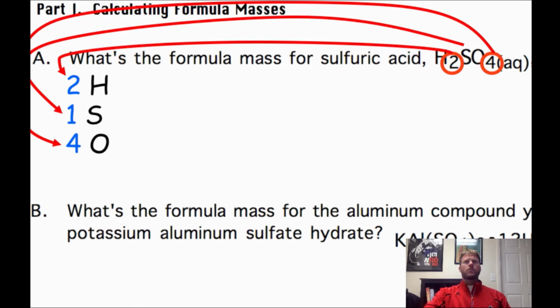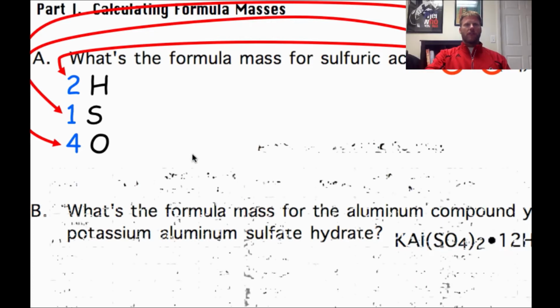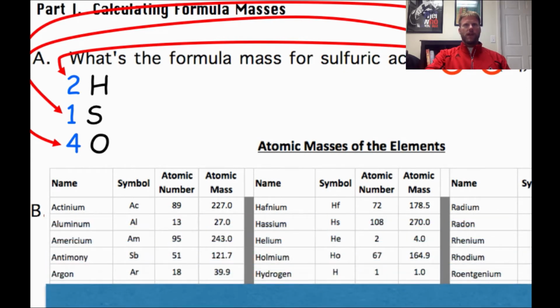No matter what resource you use, please remember that in this class, we will always round the atomic mass to the 10th place, or 1 decimal place. So, let's find hydrogen on our alphabetized list. As we scan through the H's, we find hydrogen right here. Hydrogen has a mass of 1.0 grams. Sulfuric acid has 2 hydrogens, so the total mass of hydrogen is 2.0 grams.